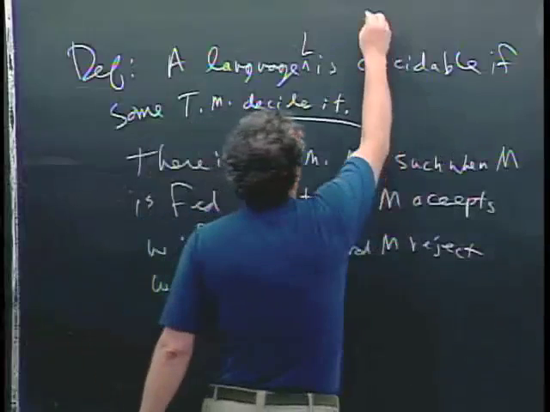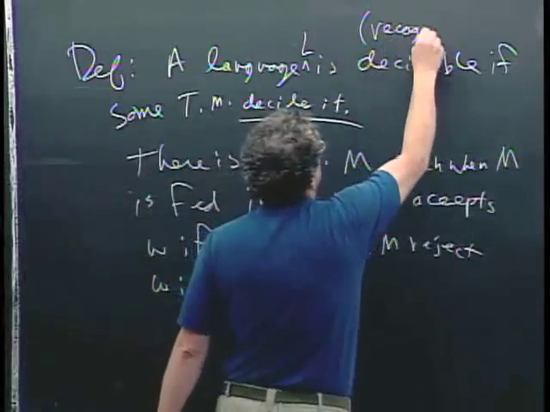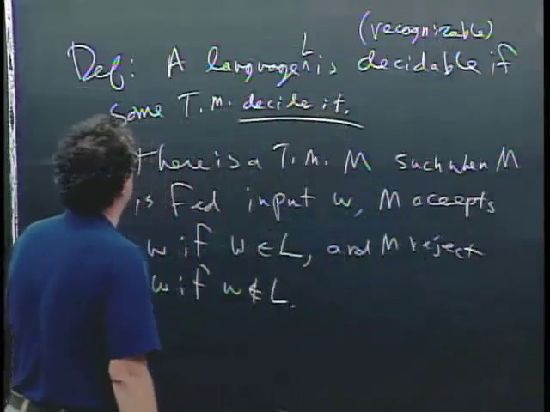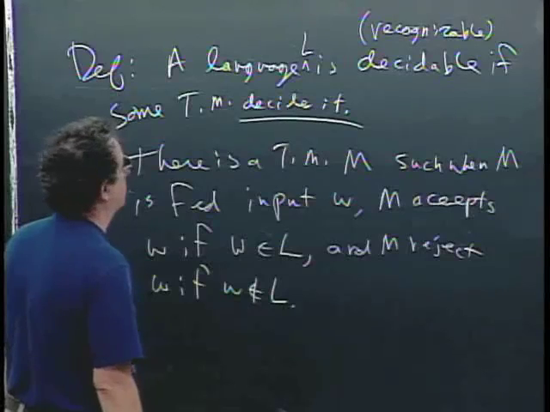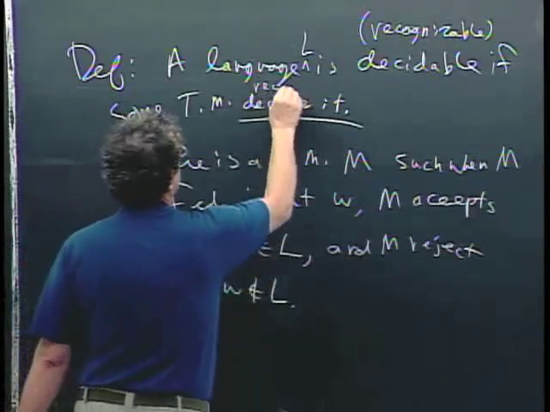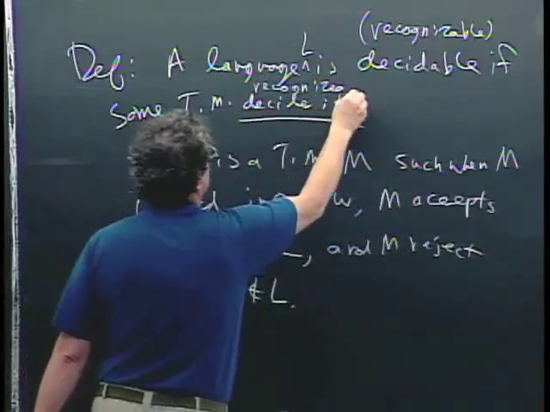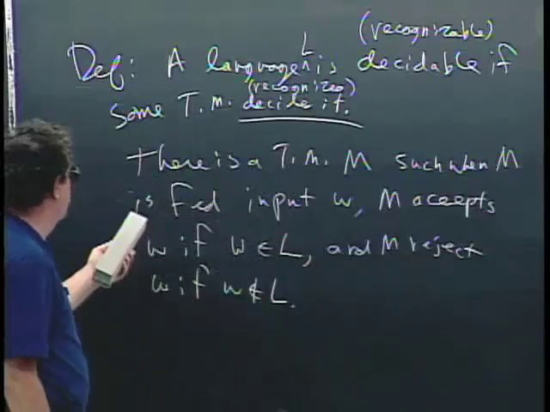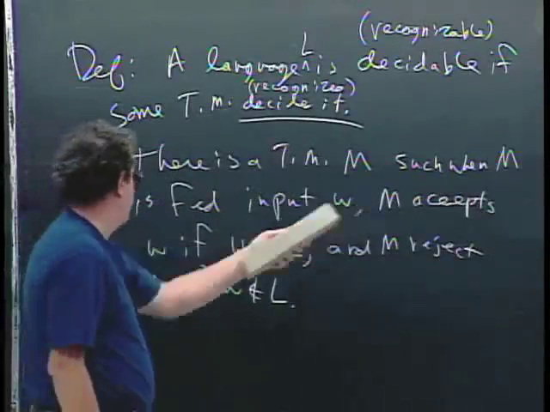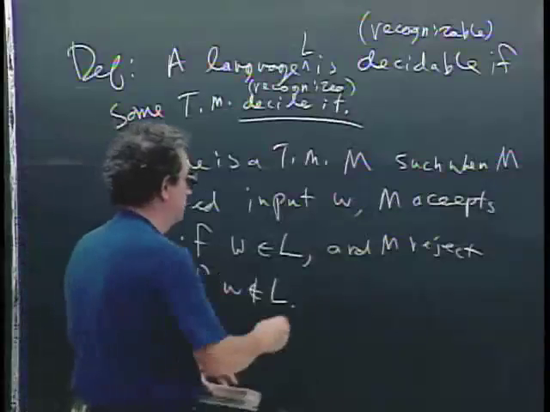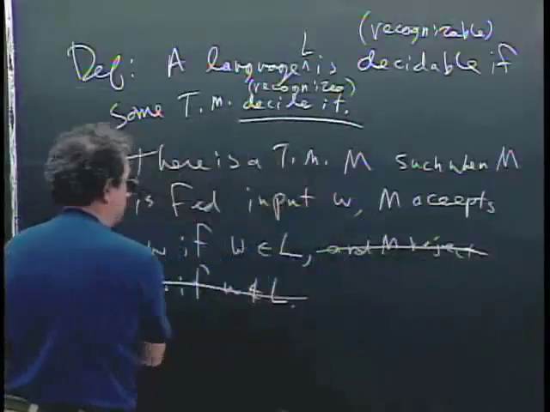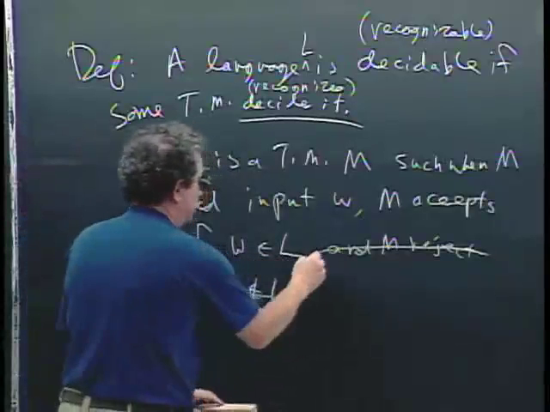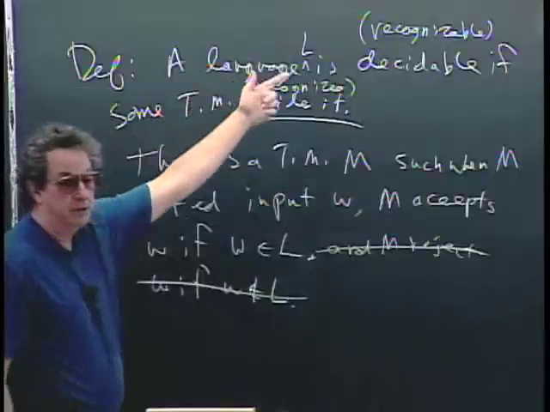Well, recognizable, or Turing recognizable: a language is recognizable if there's some Turing machine that recognizes it. There's a Turing machine M such that when M is fed input W, M accepts if W is contained in L. And then the rest we take out. Okay? So now I'm talking about recognizable.